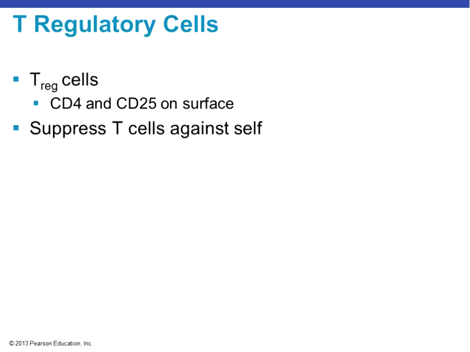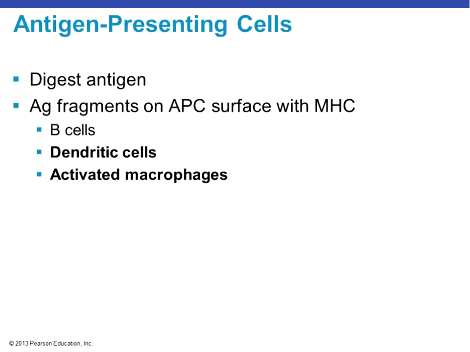Regulatory T cells have CD4 markers as well as CD25 markers on the surface, and remember, their job is to regulate the immune response, and they will suppress the number of T cells that are made against the body.